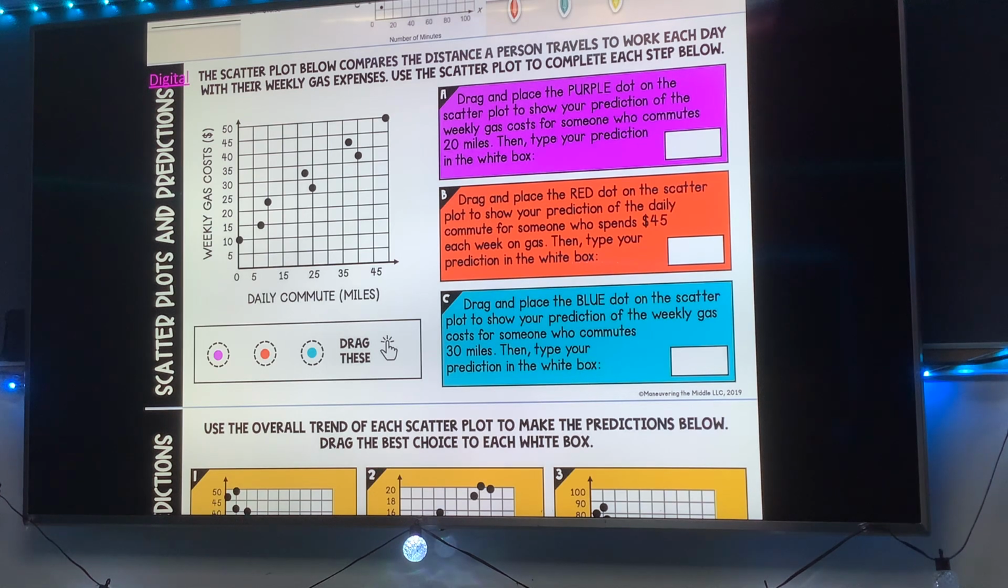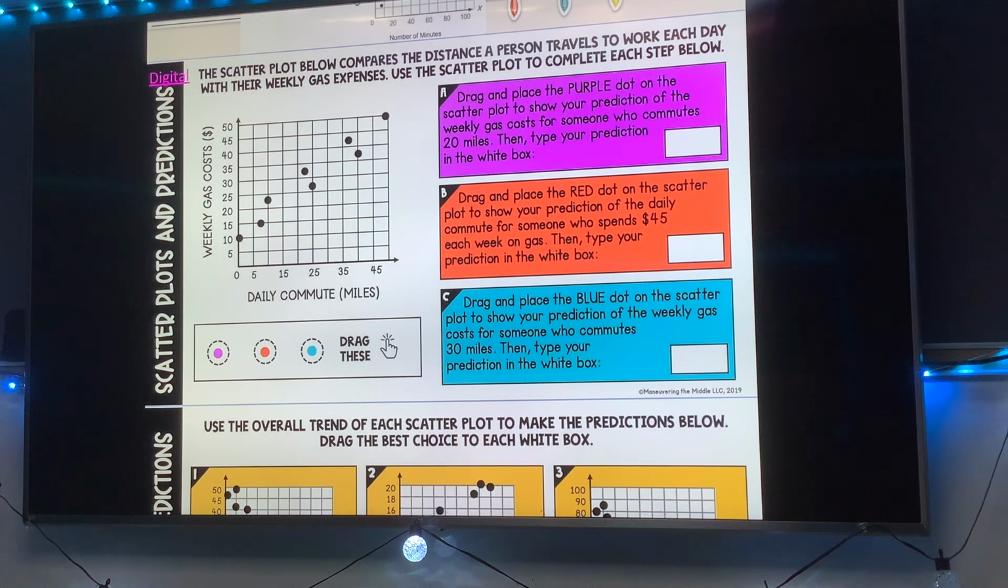I'm actually going to change my purple dot to a green dot. Okay, drag the purple dot, we're going to say green dot, on the scatter plot to show your prediction of a weekly gas cost for someone who commutes 20 miles. Well, I can draw a best fit line here. And if I was going 20 miles, let me get my green dot, I would be about right there. So my answer would be what? 25.